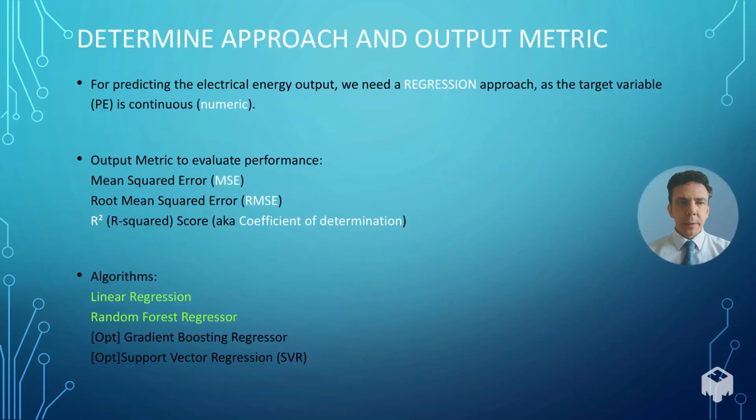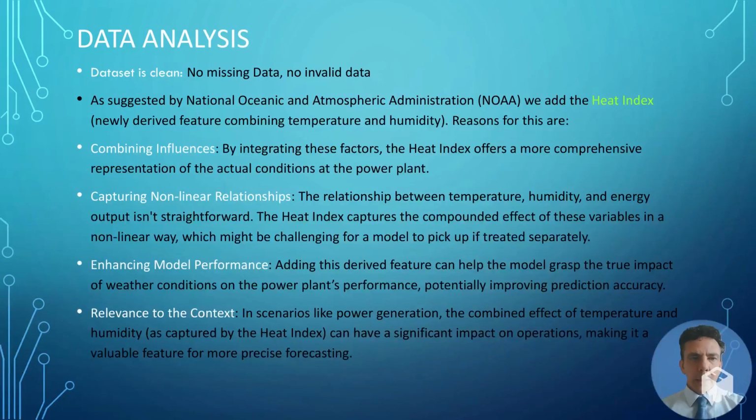Since this is a continuous numeric target variable, we will need a regression approach, and the metrics to evaluate the performance of this model will be the mean squared error, the root mean squared error, and the R-squared score, also known as the coefficient of determination. For algorithms, we will start with linear regression and possibly random forest regression. We will see.